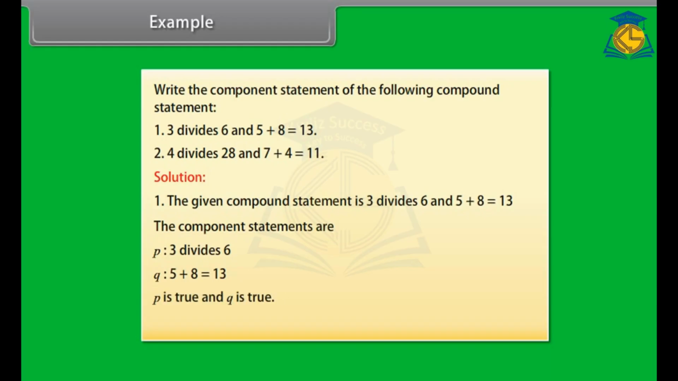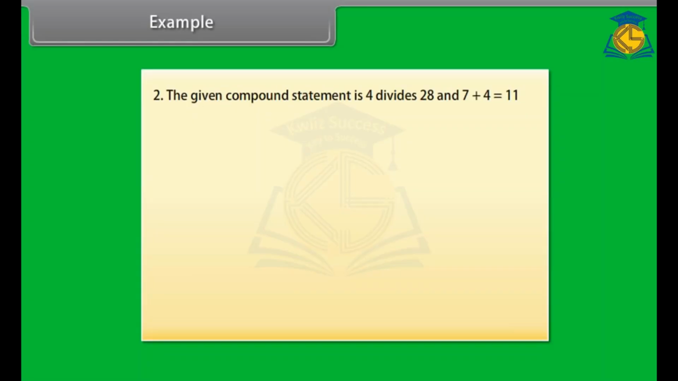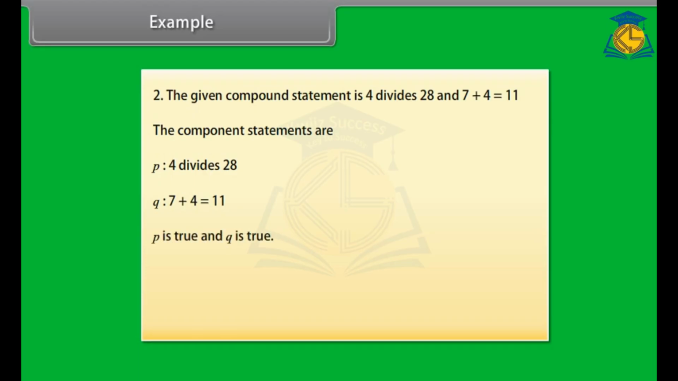P is true and Q is true. Hence, P and Q is true. 2. The given compound statement is: 4 divides 28 and 7 plus 4 is equal to 11. The component statements are P: 4 divides 28. Q: 7 plus 4 is equal to 11. P is true and Q is true. Hence, P and Q is true.